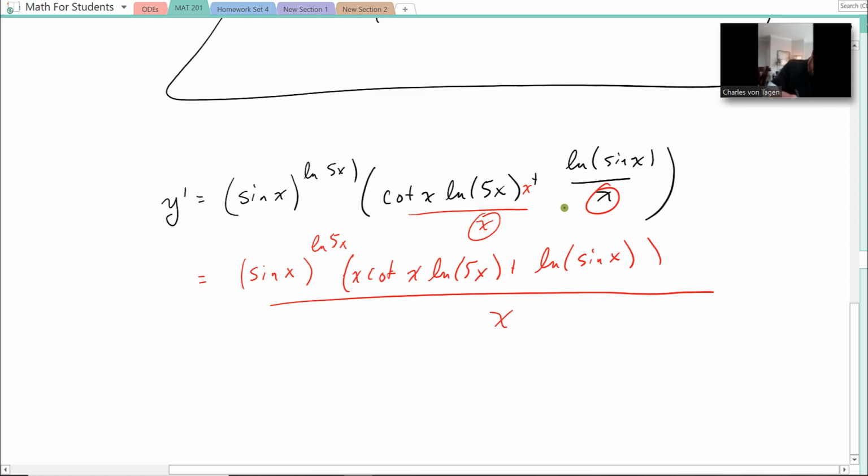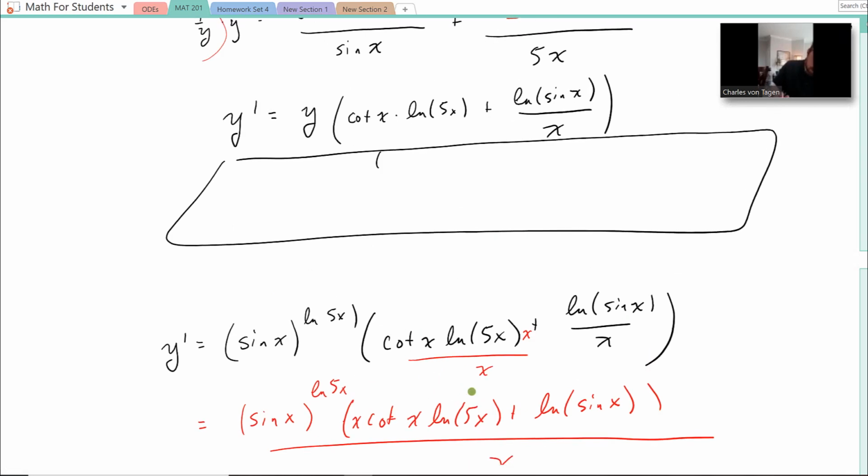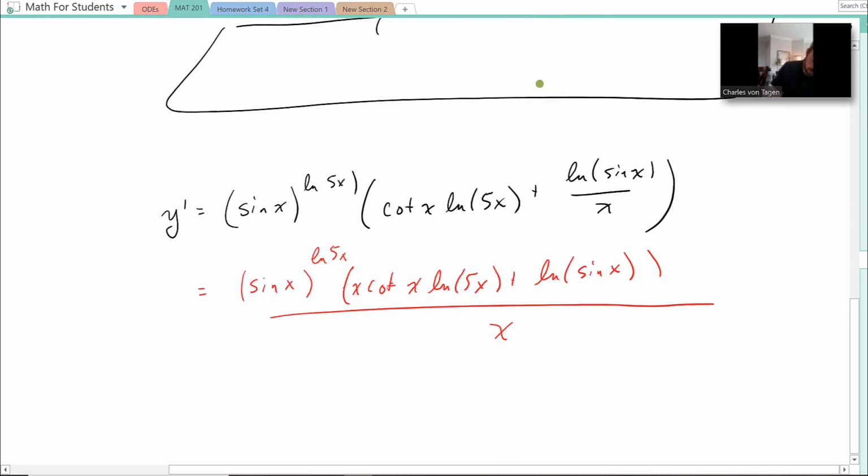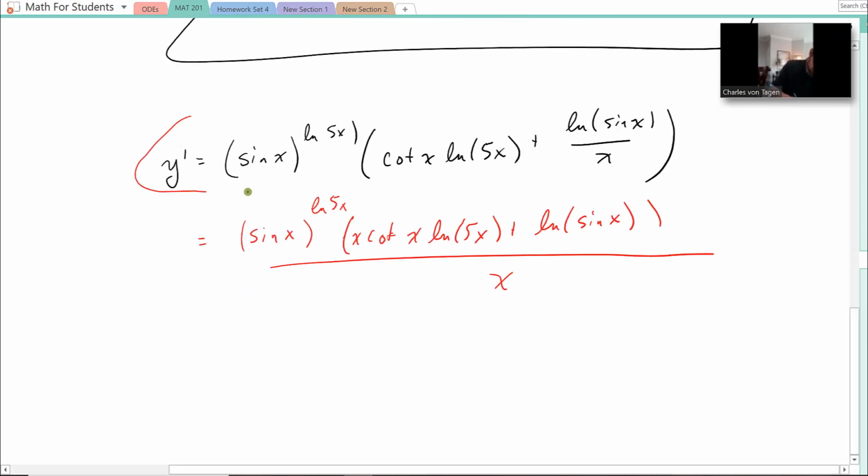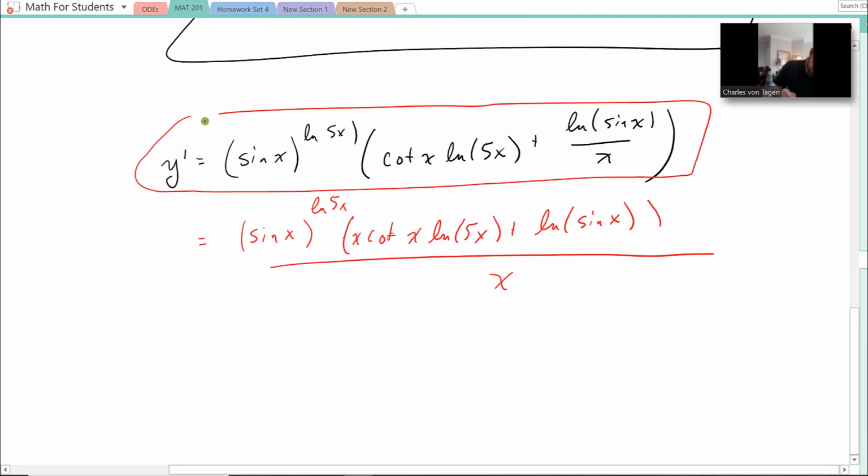But folks, although that's what my math lab did when it represented the solution, I'm perfectly happy with you leaving your answer this way right here, looking like this. Okay? So there's the derivative. This is our answer for the derivative.